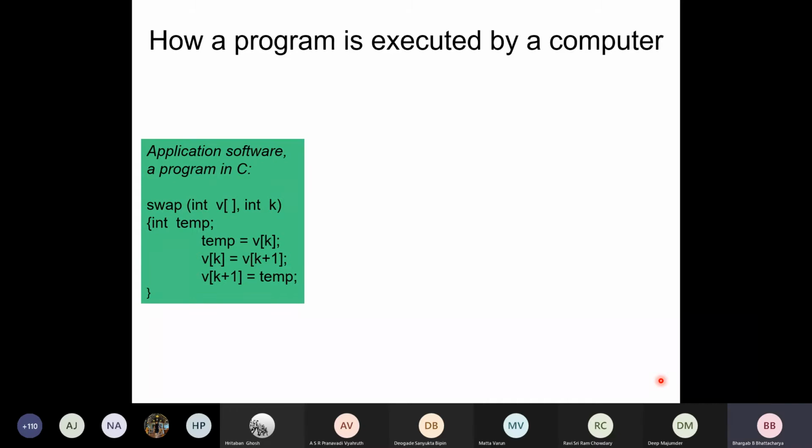Because the bottom line is, you always need a basic hardware in order to execute the program, right? So what is going to happen then when you write a program in C? So the compiler will convert it into assembly, and then the lexical analyzer and the parser will further convert it into object modules, and then finally to binary language.